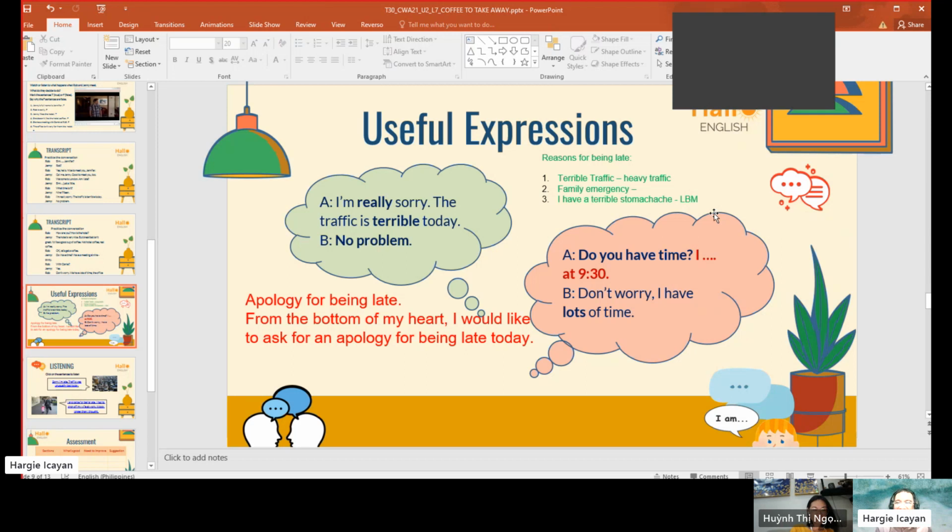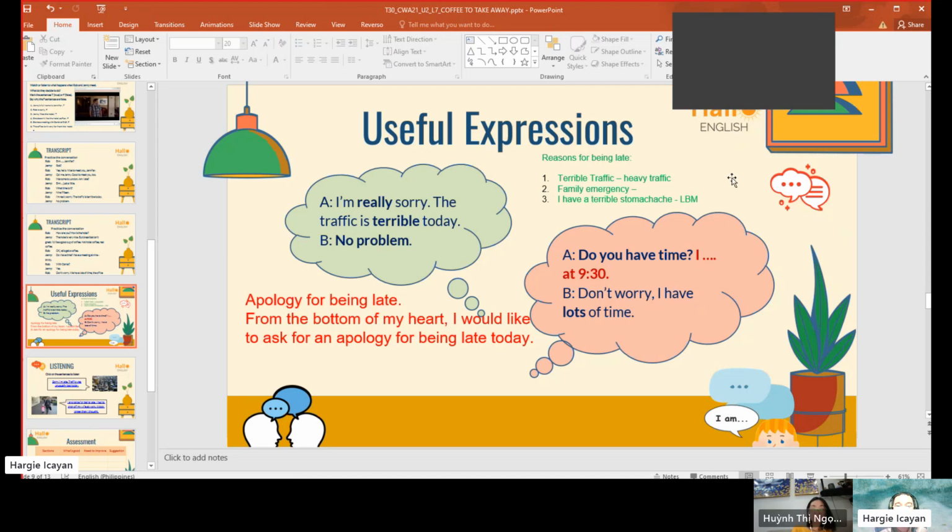Sometimes your stomach is aching so much that you cannot go to your office because, oh, I need to go to the CR. And then after that, oh, it's again, okay? So sometimes that is the reason why you become late. But because of LBM, sometimes you cannot go to the office at all, because it's not proper to go to the office with the LBM condition, right? So it's better to call your boss: I need to be absent today because I have LBM. So LBM means loose bowel movement.